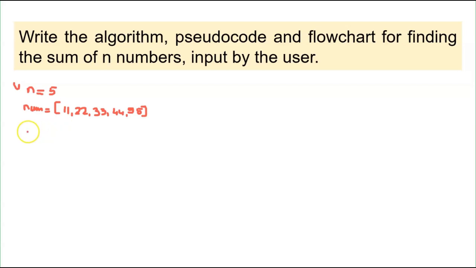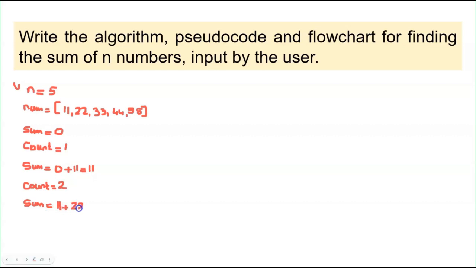If you want to do it like that, we need a variable sum, which we should initialize to 0. And secondly, we should count the first number, second number, third number, etc. So for that, I am initializing a variable called count to 1. When count is 1, I should do the first sum. Sum is equal to 0 plus 11, so I'll get the answer 11. Then I should make count equal to 2, the second number. Then I should write sum is equal to 11 plus 22.